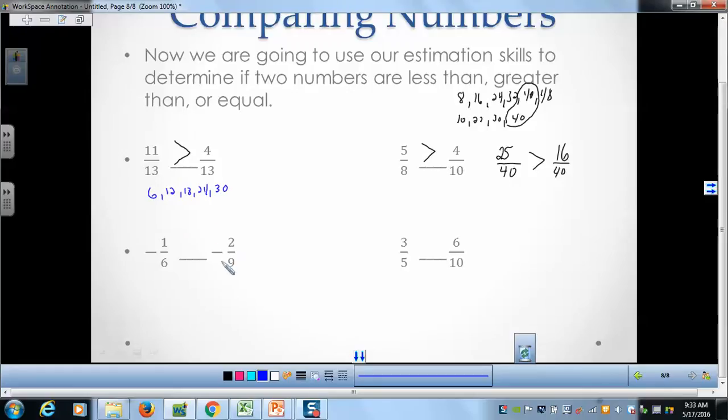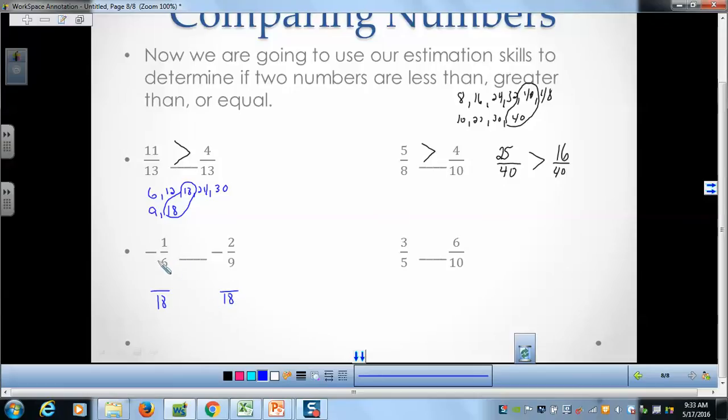Now what I want to do is count by nines. And I want to stop when I get to a number on this list. So I'm going to go 9, 18, and I don't have to go any farther. So 18 would be our least common denominator. So I can make this something over 18 and this something over 18.